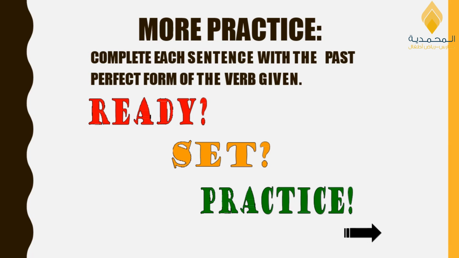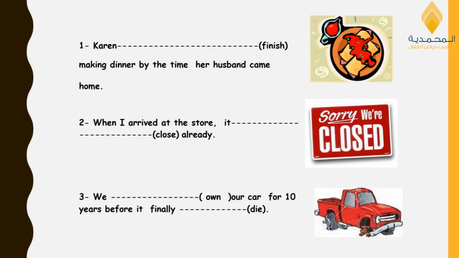More practice. Complete each sentence with the past perfect form of the given verb. Ready, set, practice. 1. Karen, dash, finish making dinner by the time her husband came home. Yes, had finished. 2. When I arrived at the store, it, dash, close already. Had closed.